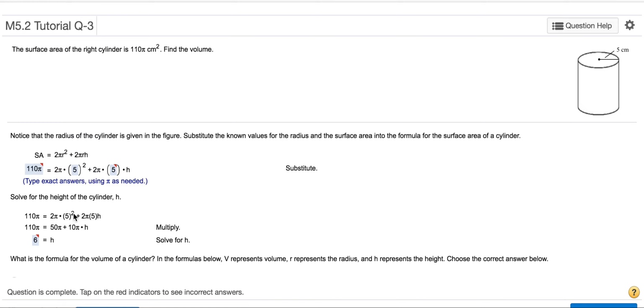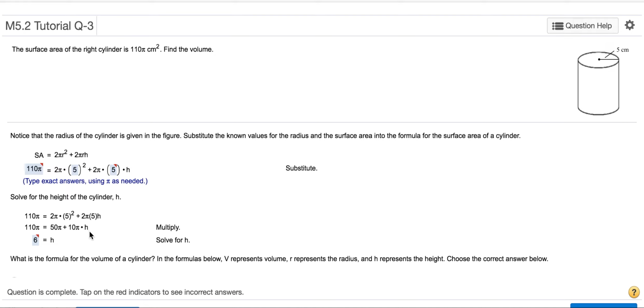So simplify on this side of the plus sign. 5 times 5 is 25. 25 times 2 is 50 pi. I've simplified on this side of the plus sign. Now I'm going to come over to this side of the plus sign. I'm going to take 5 times 2 pi. 5 times 2 is 10 pi times h.